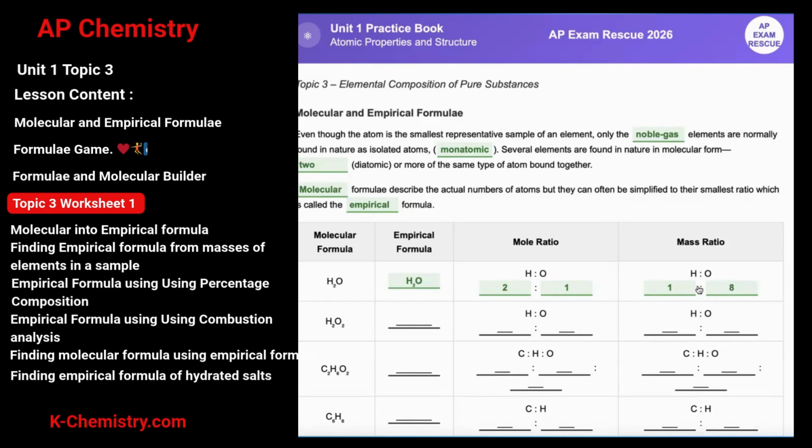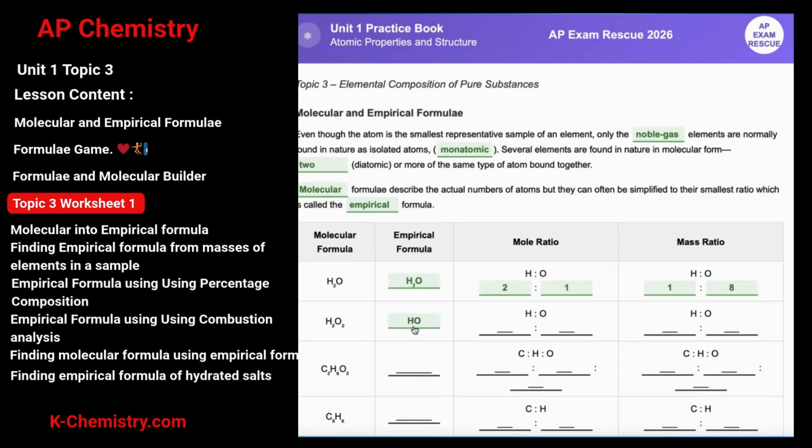How come the mass ratio is 1:8? I will tell you how come the mass ratio is 1:8. Because every 1 atom of hydrogen comes with 8 grams of oxygen. How did you get that? Because I know that 2 hydrogen atoms come with 16 grams, so 1 will come with 8 grams. So this one should be in grams.